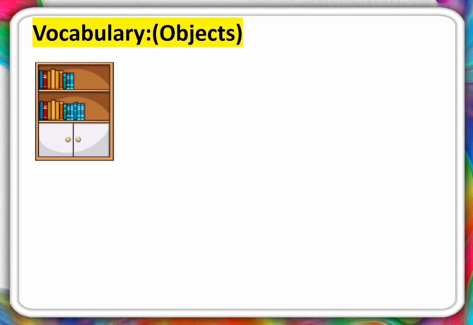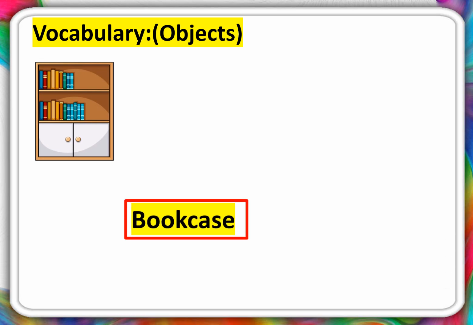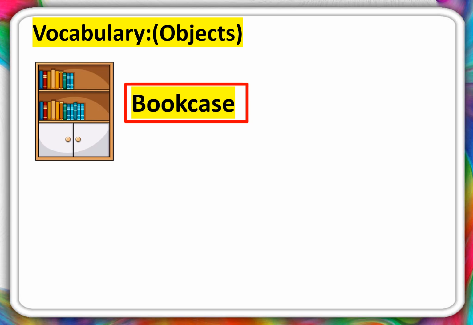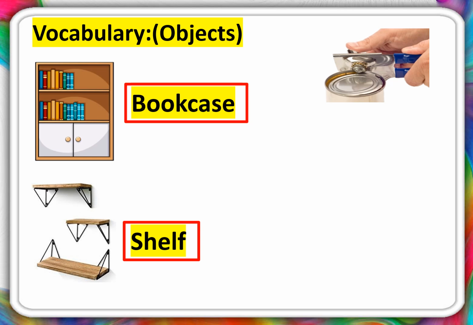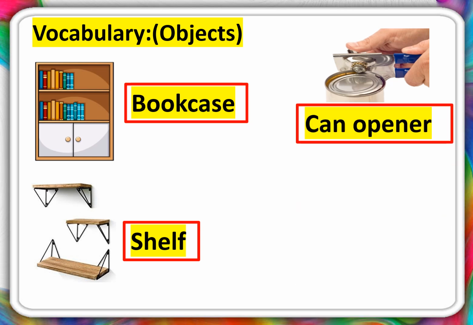Do you remember what's this? Yes, it is the bookcase. Good. What about this one? Where do you usually see it? It is usually fixed on walls, right? Brilliant. It is the shelf. Very good. What about this? It is usually found in kitchens, right? People use it to open cans. Excellent. It is the can opener.